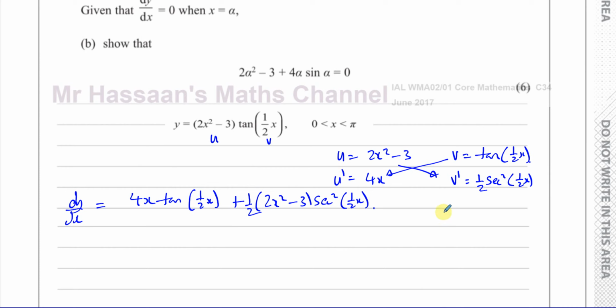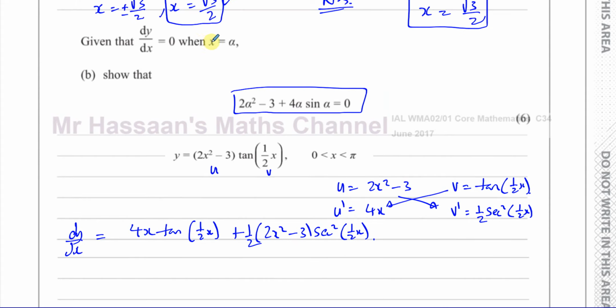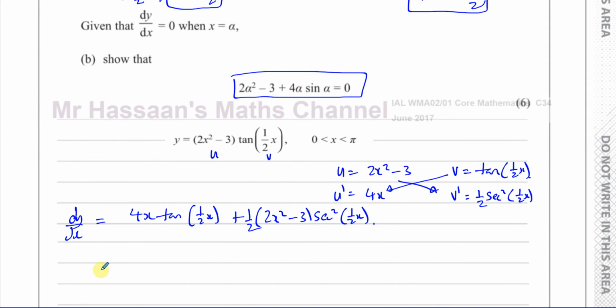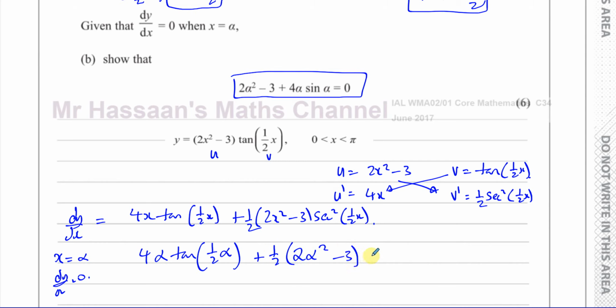Anyway, in this case we now need to make this look like that. How on earth is that going to happen? Well, the first thing is, it says we know that dy/dx equals 0 when x equals alpha. So I guess we can say, let's replace x with alpha and dy/dx with 0. So we'll have 4 alpha times tan of a half alpha plus a half times 2 alpha squared minus 3 times the secant squared of a half alpha. Okay, so that's one thing that we can do.